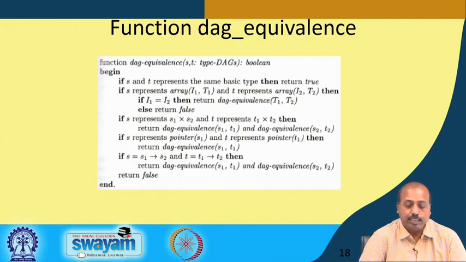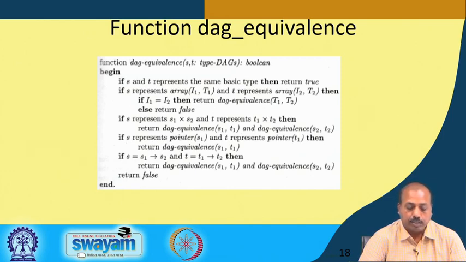Now, if S is some record type or structure S1 cross S2 and T is another record T1 cross T2, then we have to go for the equivalency check of S1 and T1 and further S2 and T2. So, the return value will depend on the equivalency of S1 T1 and equivalency of S2 T2. It checks the DAG equivalency of S1 T1 and the DAG equivalency of S2 T2. After these equivalency checks, if both of them return true, then only it will return true, otherwise it will return false.